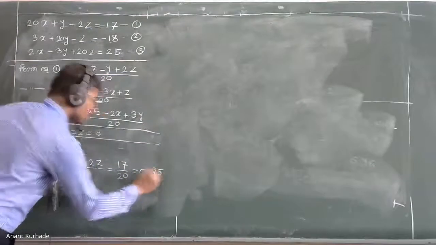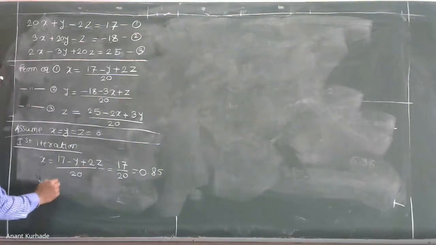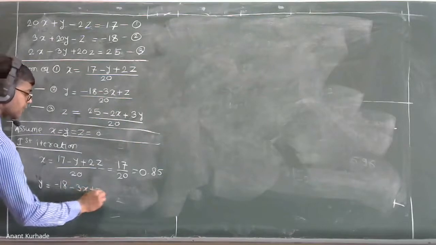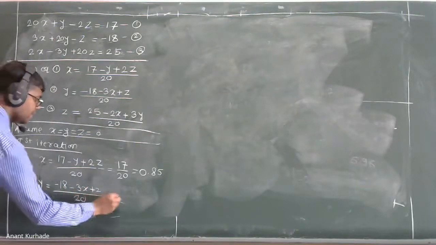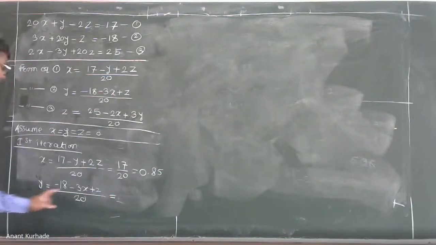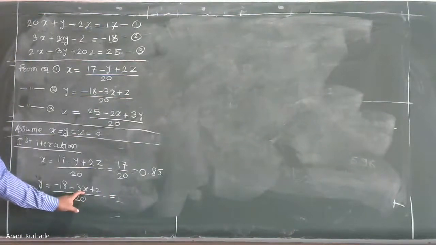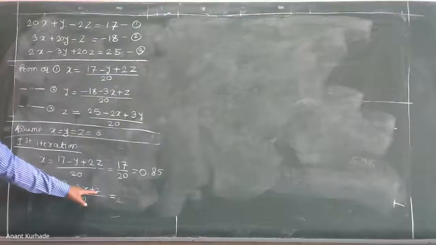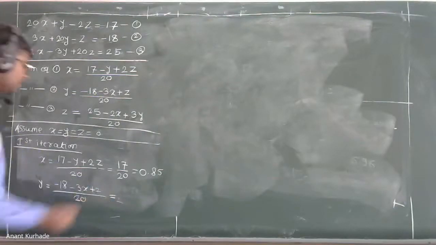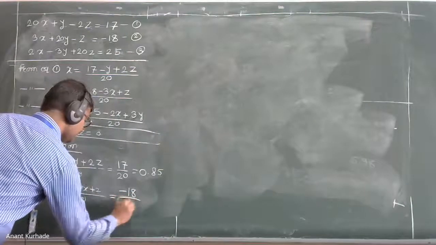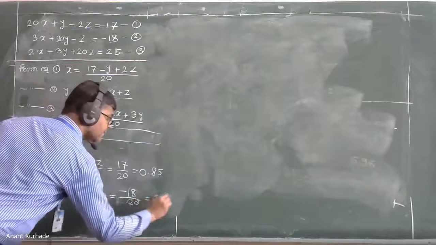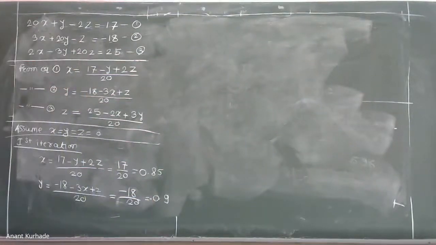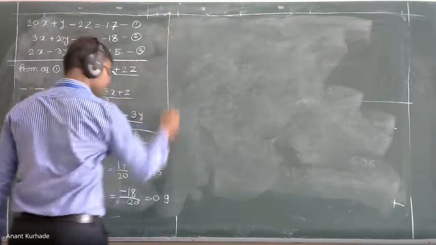0.85. Now, while calculating y, what is the formula? Minus 18 minus 3x plus z divided by 20. What is the value of x here? In the Jacobi iteration method, x is 0 and z is 0. So your answer is minus 18 divided by 20. So it is 0.9, plus or minus? Minus 0.9.